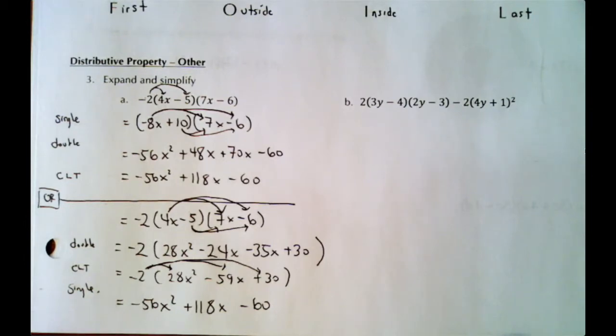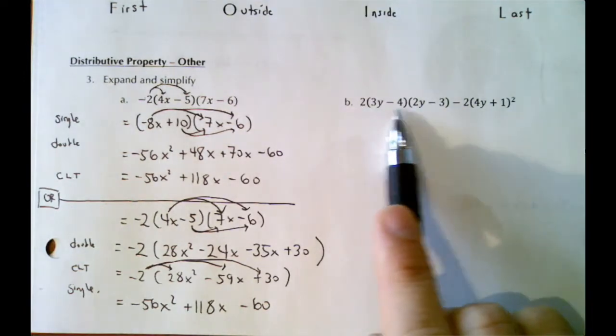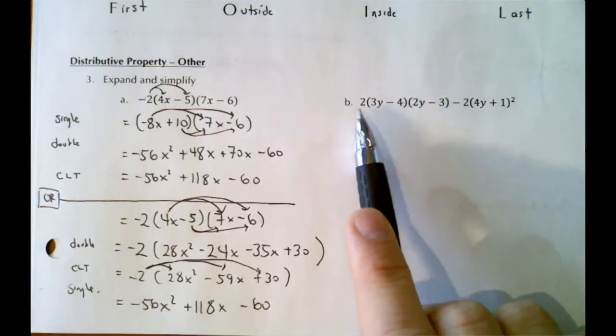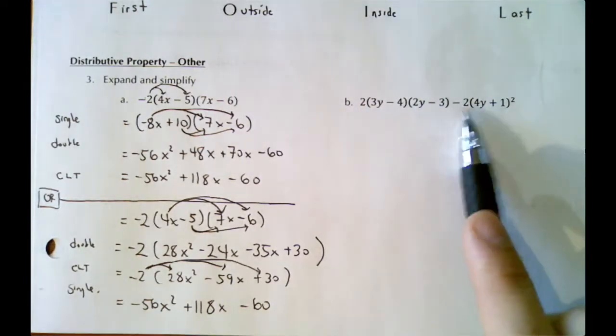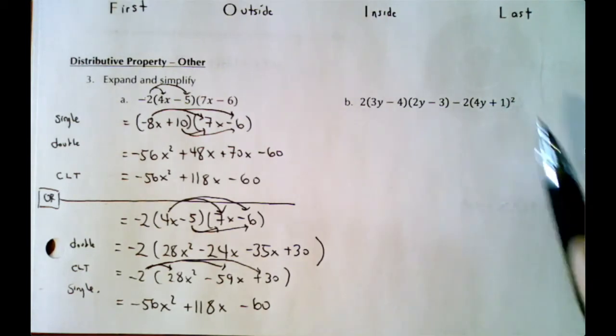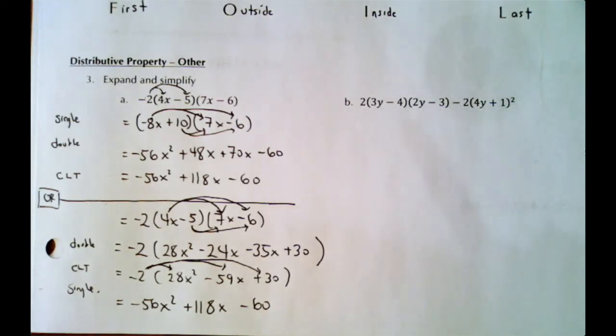All right, let's try B. B is a monster. We got a lot going on in B. If we look, we've got a number in front of a bracket with another bracket. So we've got a double and then a single in front. And over here, we've got a negative 2 in front of a bracket that's being squared. That looks a little tricky. That bracket being squared, we can make that look a little bit nicer. All right, let's give this one a shot.